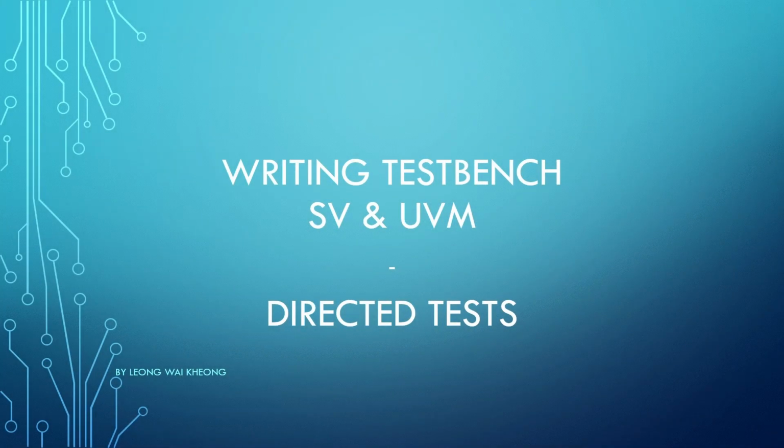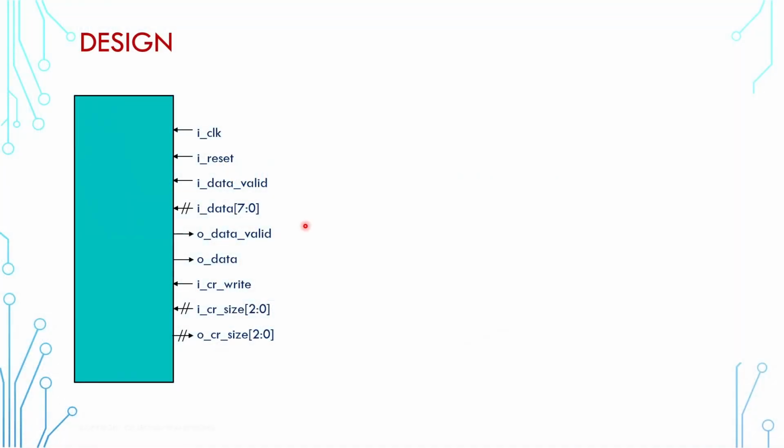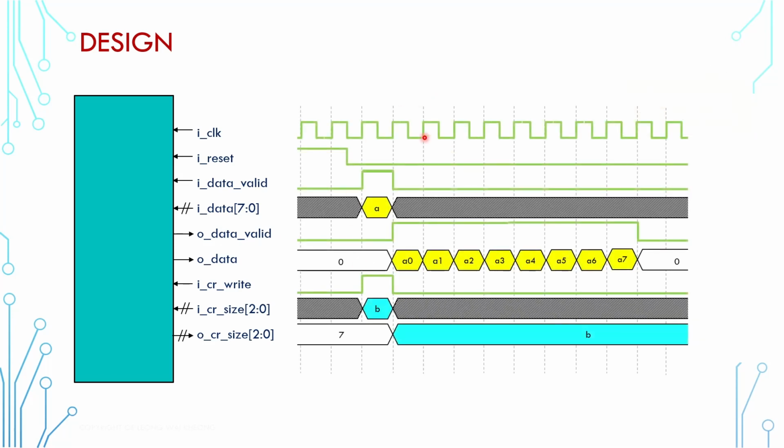In this video, we're going to look at writing simple directed tests. Previously, we have studied a serializer design. We've seen the design code and we've understood its behavior. Now, writing a test is to actualize the behavior and to confirm that the design intent is achieved.